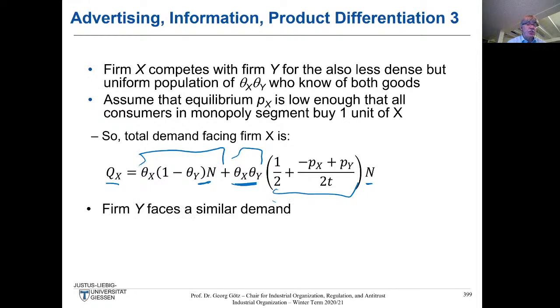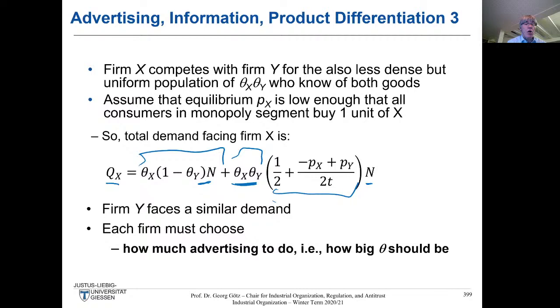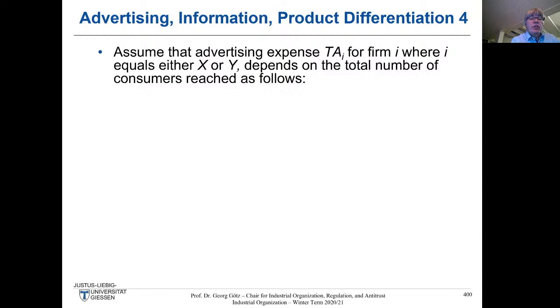Now, we have this here, firm Y, of course, has a similar demand function, and each firm now has two decisions to make. First of all, the pricing decision, and second, the advertising decision, that is, how big theta, the share of the population you want to inform, actually is, okay? And now this is straightforward. We just assume that advertising expense is a function of theta here, and we want to have an interior solution, that is, that firms do not want to inform everyone.